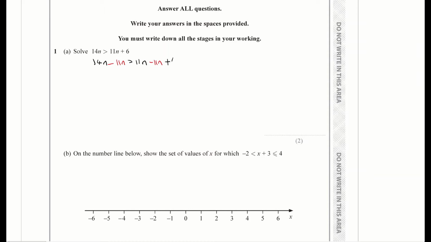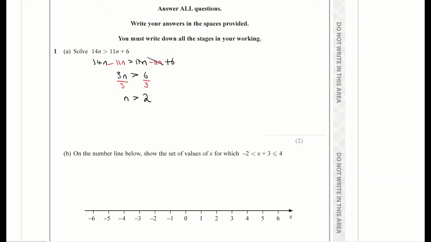And plus my 6. 14n take away 11n is leaving me with 3n, greater than. 11n take away 11n are gone, and that's leaving me with 6. Then I'm dividing both sides by 3. And 3n divided by 3 is 1n, and 6 divided by 3 is 2. So n is greater than 2.